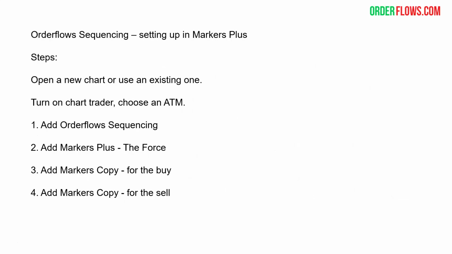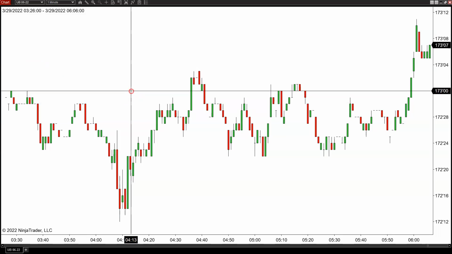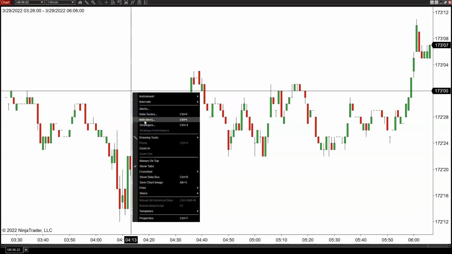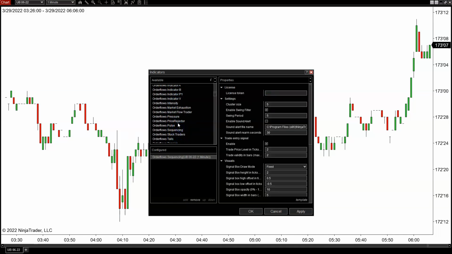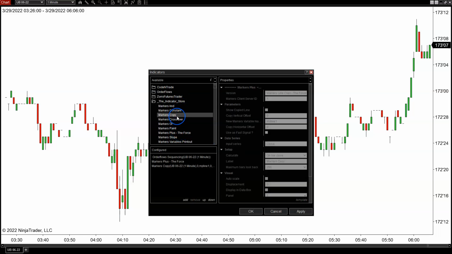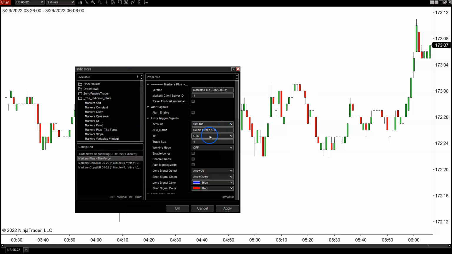The other day I laid out the steps to automate the Orderflows sequencing tool in markers. Again, it's very easy to do. I'll just take you through the steps really quick. Again, this is Ultra Bonds, a 1-minute chart. All you've got to do is add the indicator, make sure it shows up down there, and change it to the settings that you want to use. Then you add markers plus and 2 copies of markers copy, one for the buy, one for the sell, and you just go in here and make the changes.